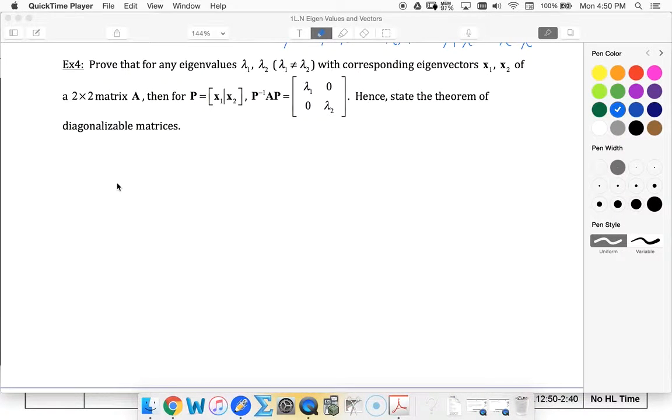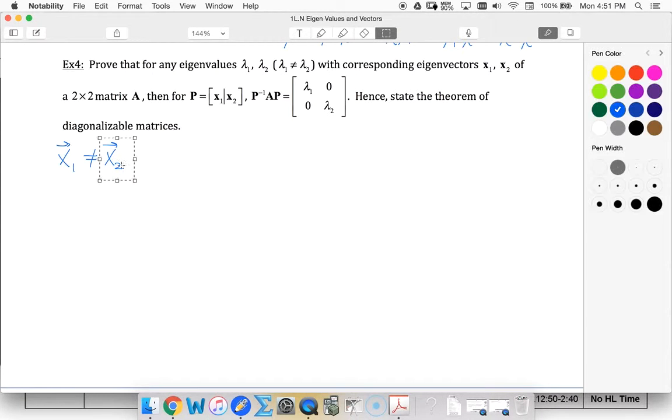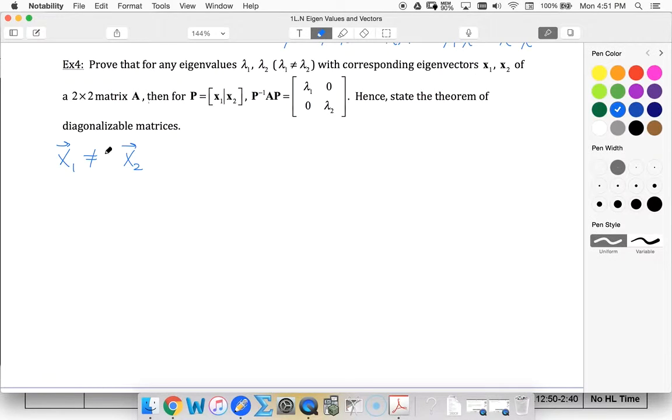All right, there's a lot going on here in this proof. So let's start with what we know. If we have any two eigenvalues that are not equal to each other, then this means that their corresponding eigenvectors are not going to be equal to each other. Not only that, they're not going to be multiples of each other, because they'll be linearly independent.